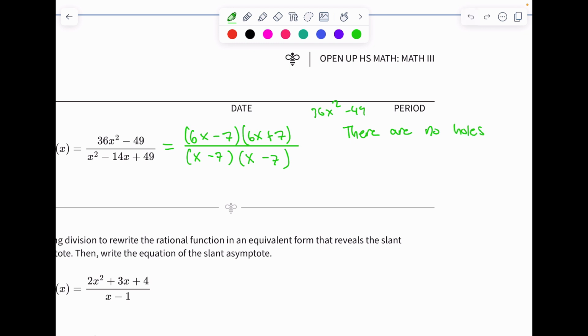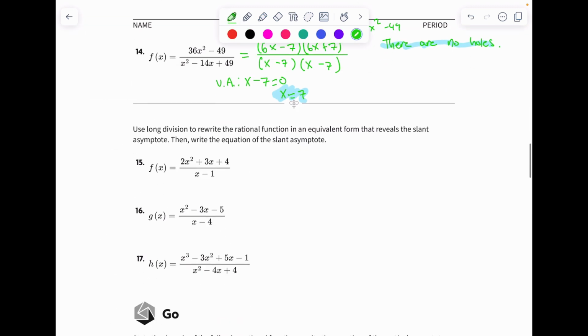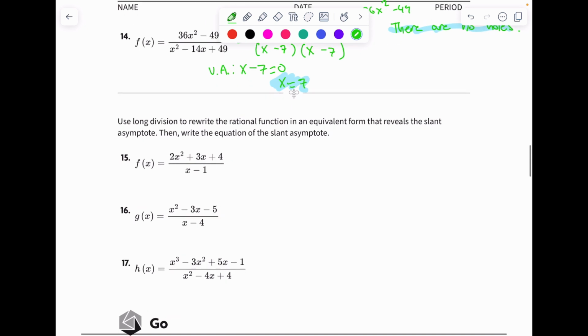And then my vertical asymptotes happen when x minus 7 equals 0. So I got that x is equal to 7. So this is my vertical asymptote. And there are no holes. Okay, good. Nice. Use long division to rewrite the rational function in an equivalent form that reveals the slant asymptote.